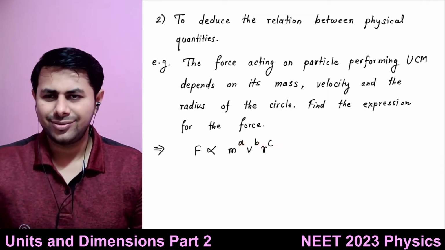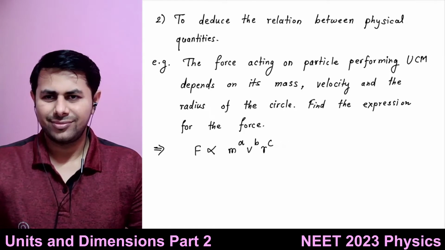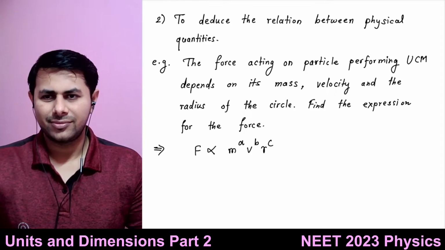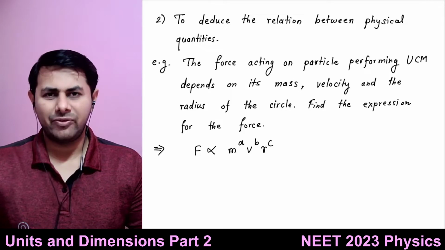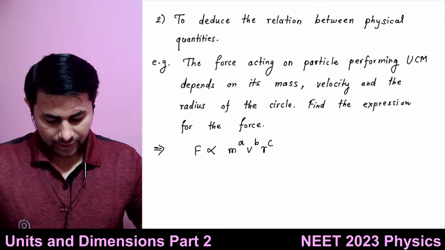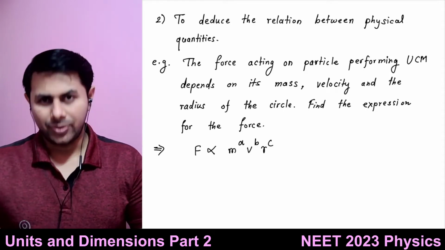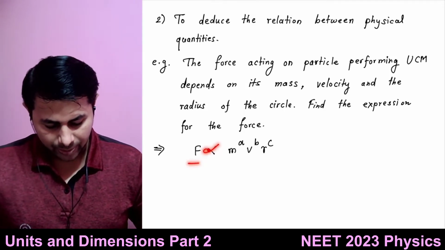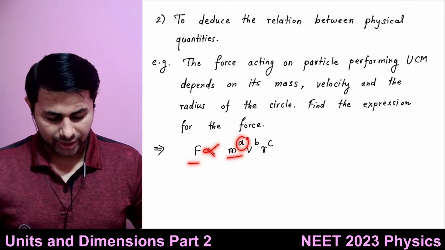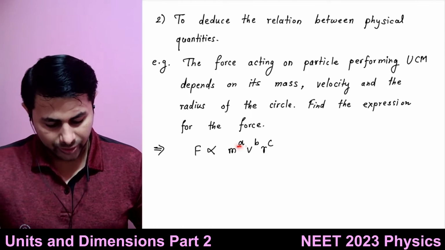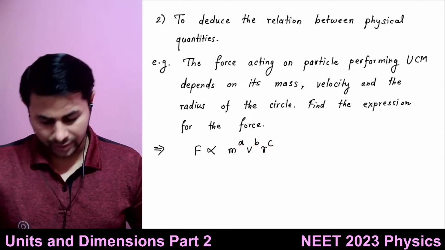Do you know? No, sir. Do you know the formula for centripetal force? It is mv squared upon r. So that we'll find out. Let's say we don't know this formula, so we can find it out using dimensions. F is proportional to m to the power a, v to the power b and r to the power c, and we want to find out these powers a, b, c.